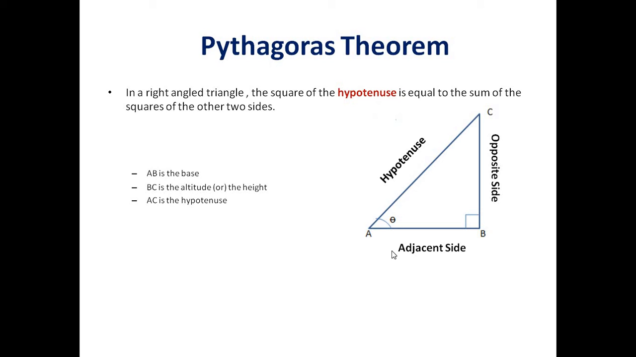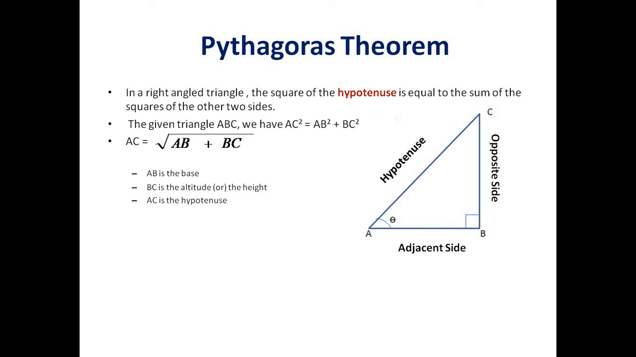And also, AB is the base in this triangle, and BC we will call altitude or height, and AC is hypotenuse. Now, if you look at the formula, AC square is equal to AB square plus BC square. Now, if I write AC is equal to the square root of AB square plus BC square, this is how your Pythagoras theorem will be derived, and you are already aware of this theorem.